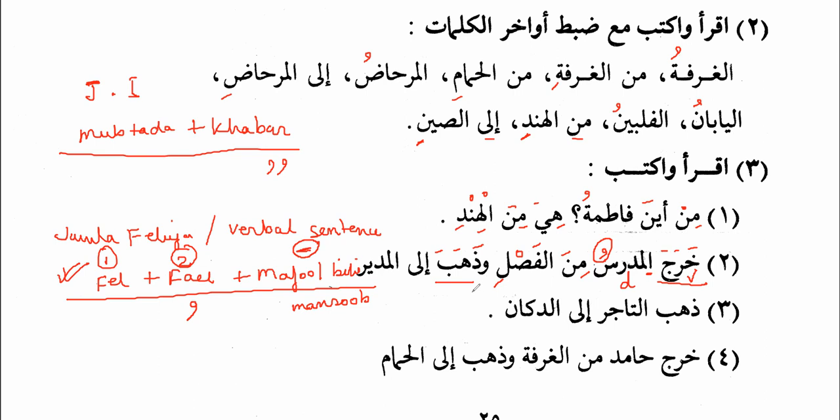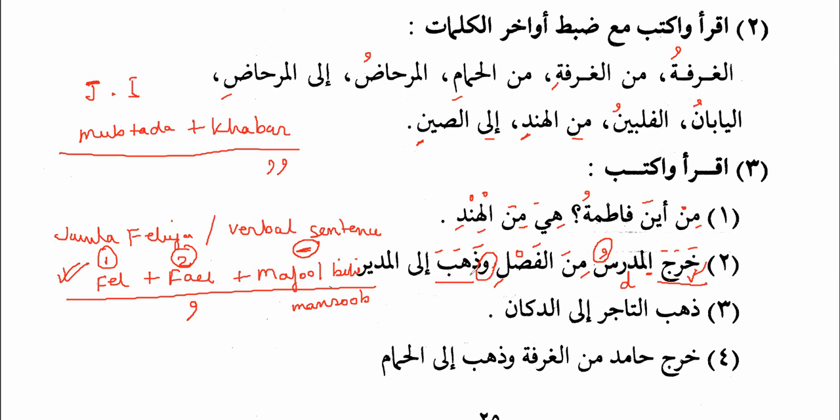This is another jumla fi'liyya. What was the rule I explained in the previous lesson? When harf 'atf, the wow, the conjunction, joins the two sentences, the rule is that whatever is before the wow, the same will come after the wow. So if there was a jumla fi'liyya before the wow, the same jumla fi'liyya will be after the wow.